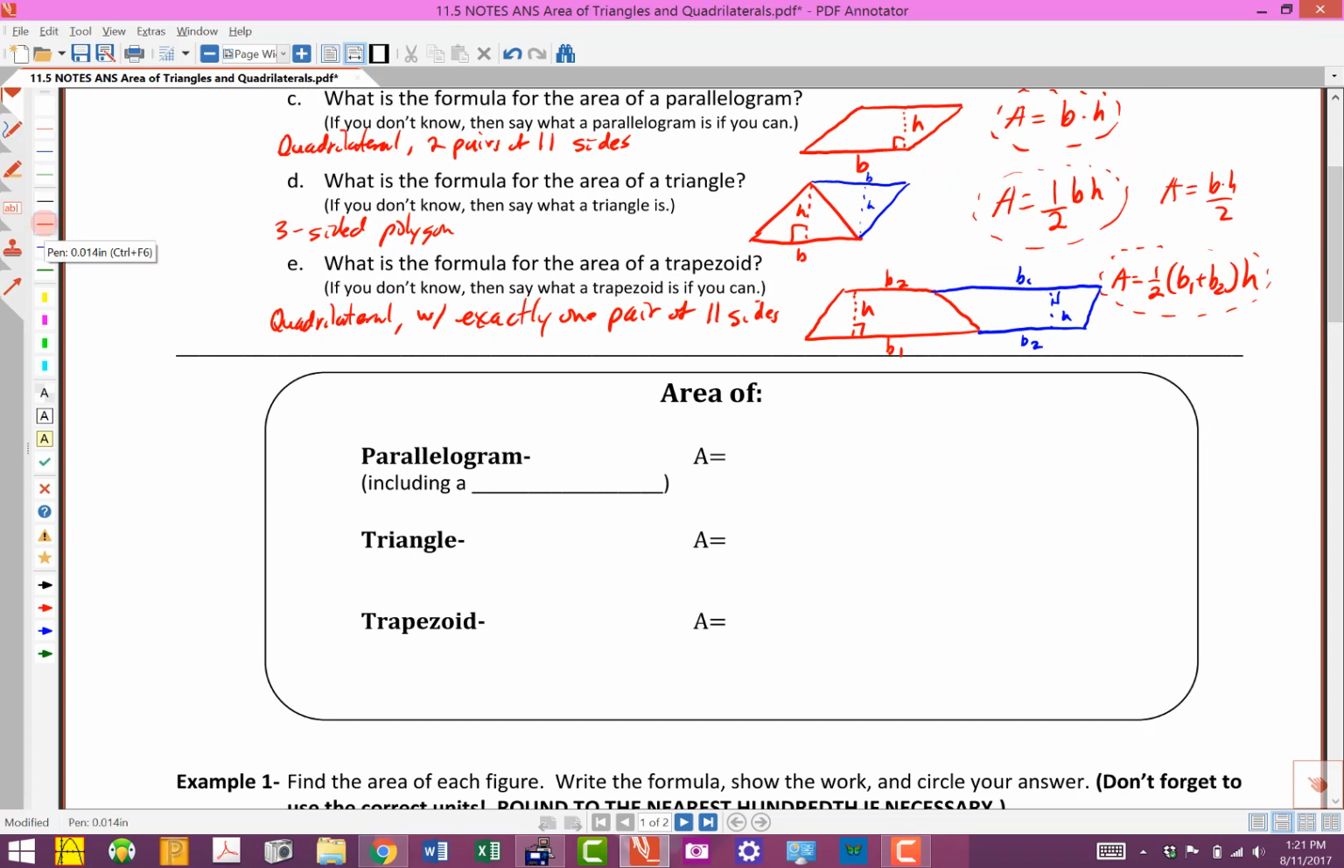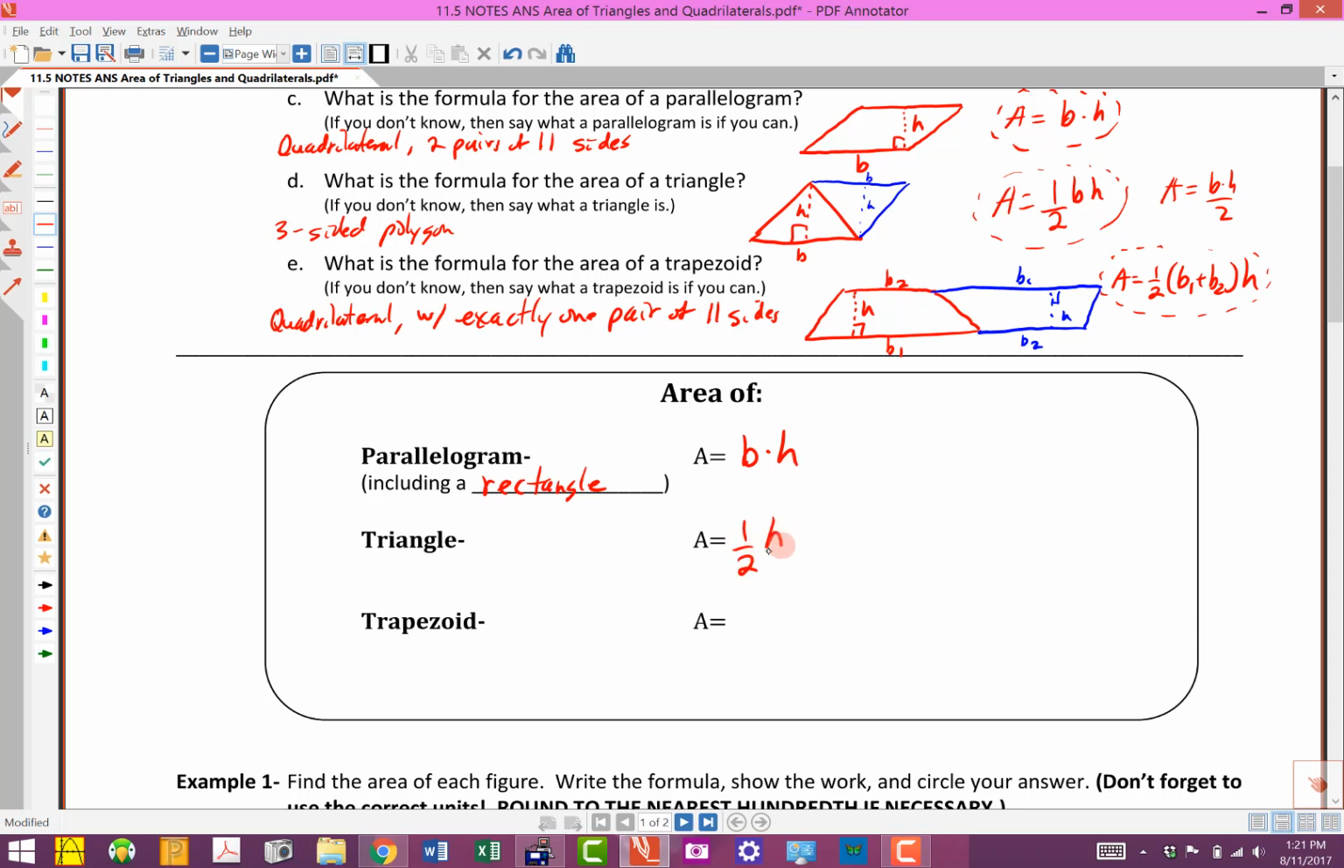So for a parallelogram, including a rectangle. A rectangle is just a special type of parallelogram. And we could also say, well, a square is just a special type of rectangle. So on every single one of those, it's just base times height. So we need to make sure that we know that. For a triangle, it's 1/2 the base times the height.